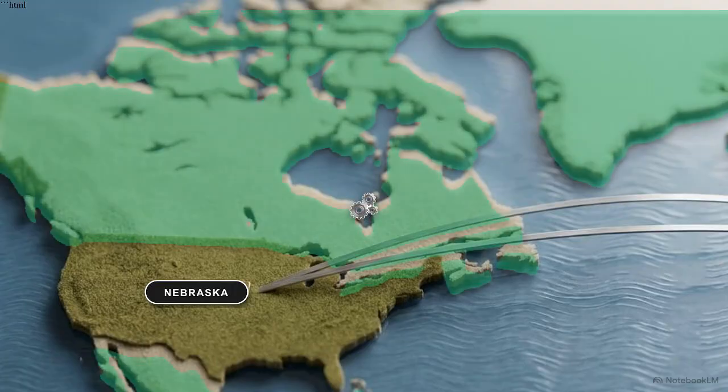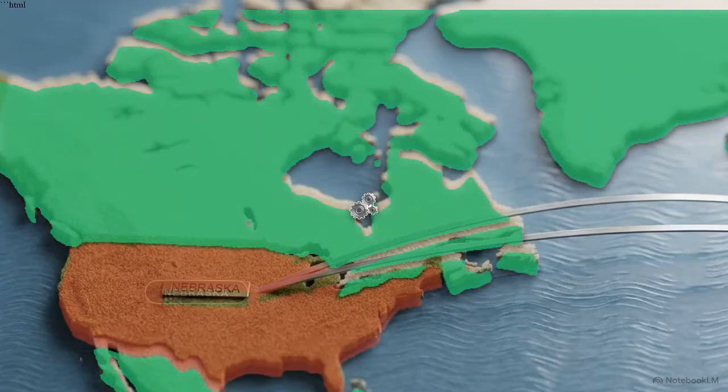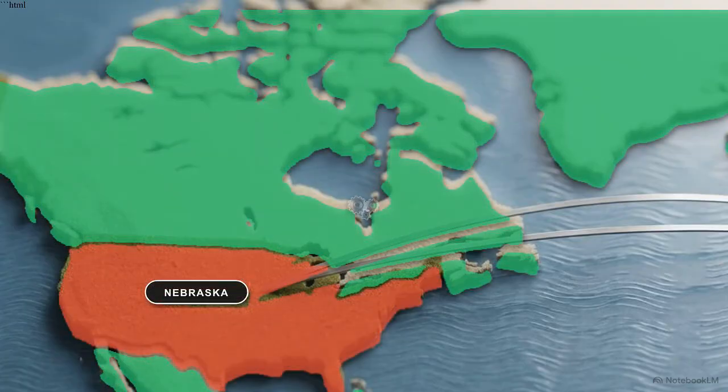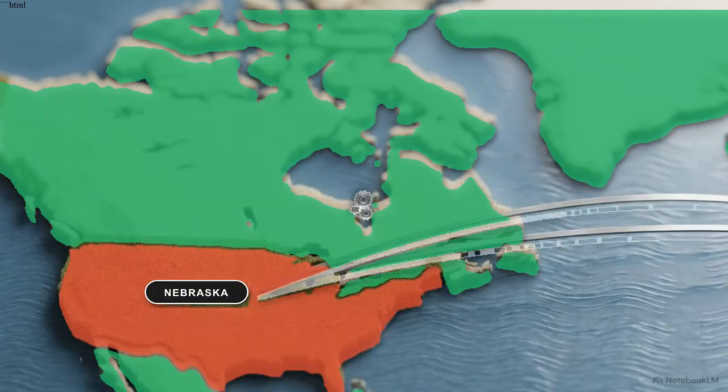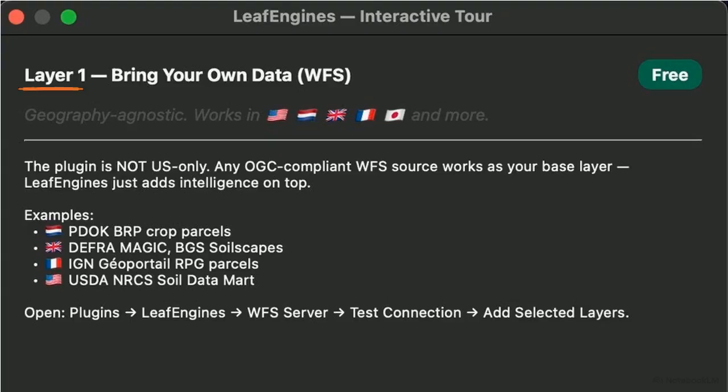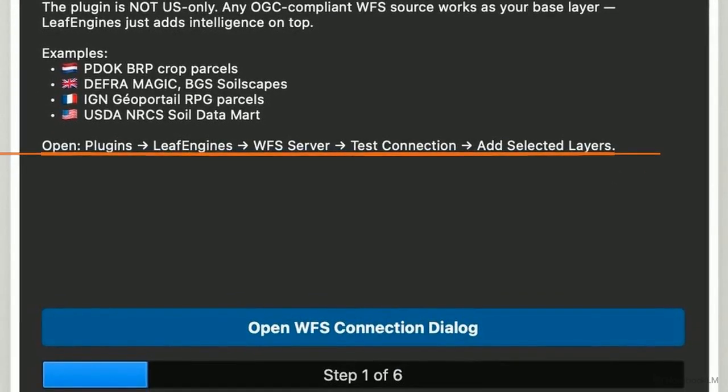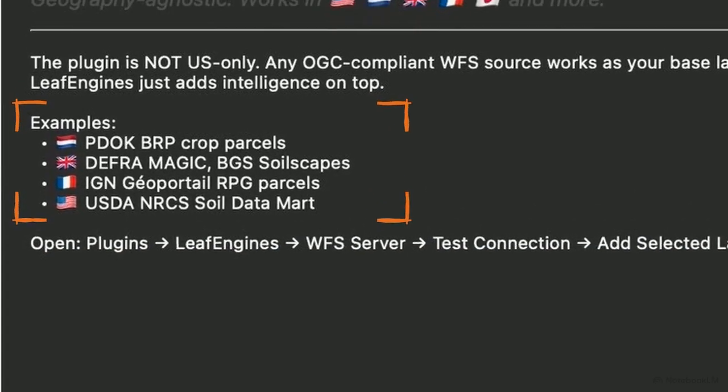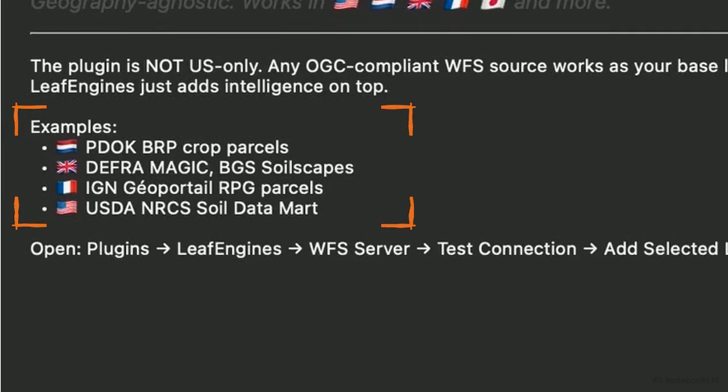Step 1 is establishing our geographic foundation. Because the tools we are using are geography agnostic, you can apply this logic to a parcel in Nebraska just as easily as a field in the Netherlands. We pull this initial boundary data using the Web Feature Service, or WFS. You navigate to the WFS connection dialog and link a compliant government source, like the USDA NRCS Soil Data Mart in the US or the PDOK BRP for Dutch crop parcels.